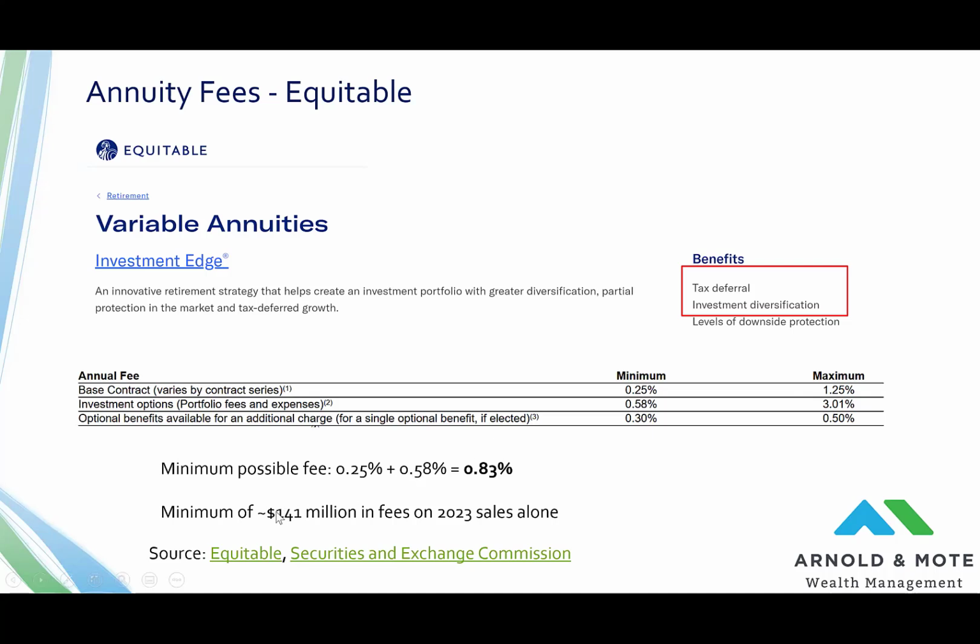And just to throw kind of a fun number out there, if we looked at 2023, Equitable sold about $17 billion in variable annuities. If everyone selected this minimum fee, that's about 141 million for them. I have a feeling a lot more people are in higher fees than that. And so these are incredibly profitable products for these insurance companies.